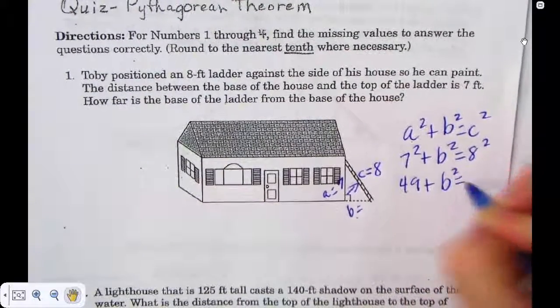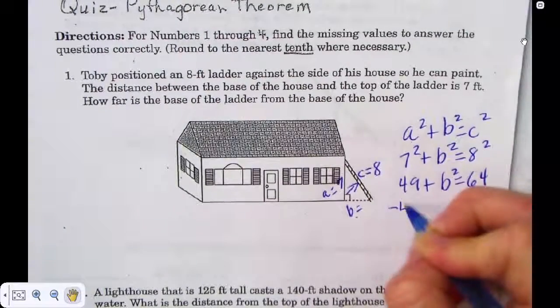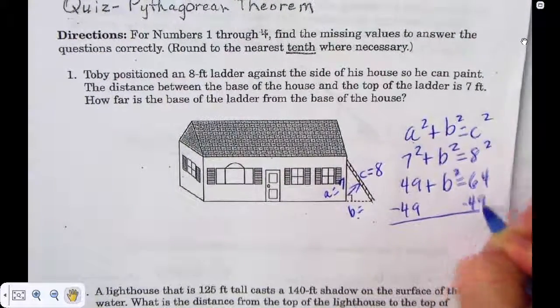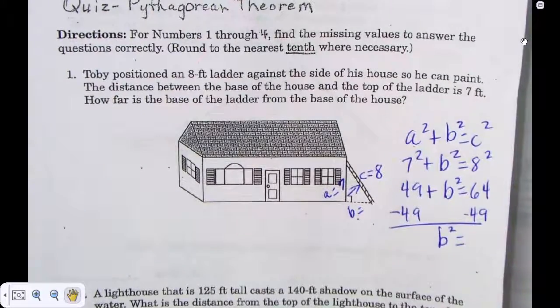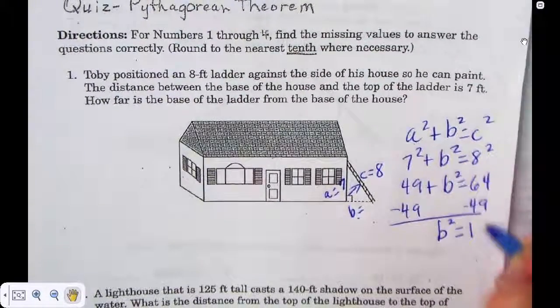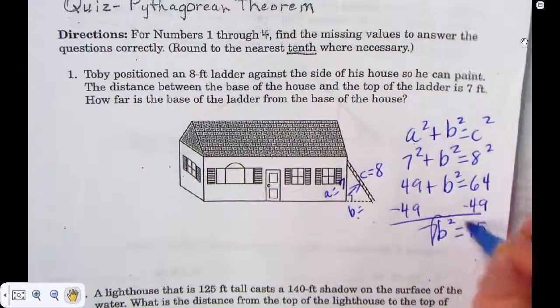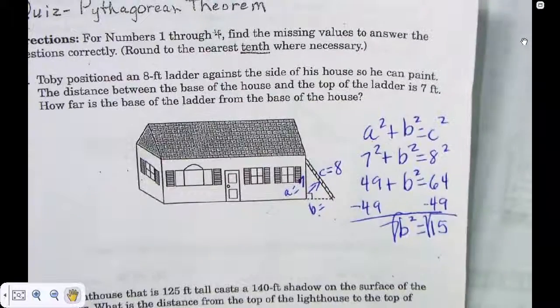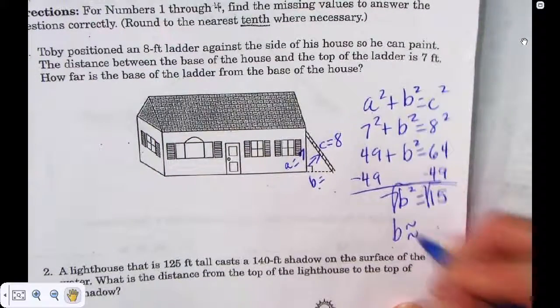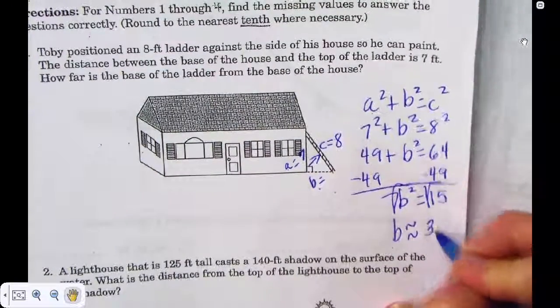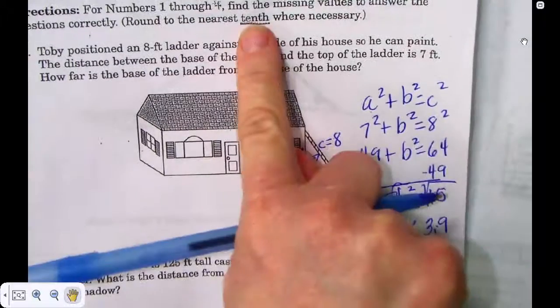49 plus B squared is 64. You have to subtract 49. This is what I was looking for right here. Either A squared or B squared, depending on what you put, is 15. Take the square root. Some people didn't do the square root symbol. And so B is about 3.9. Round to the nearest 10th.